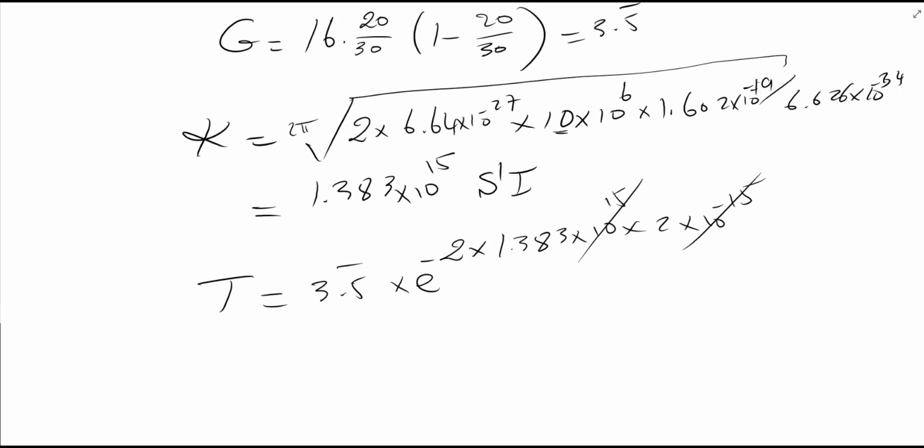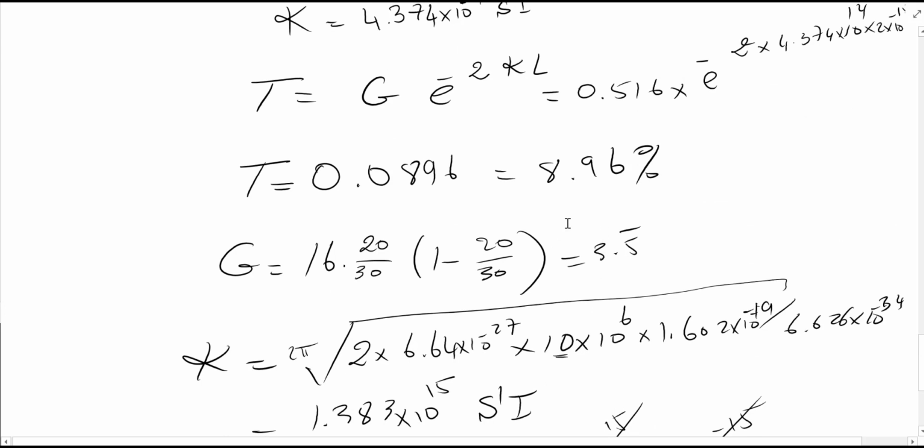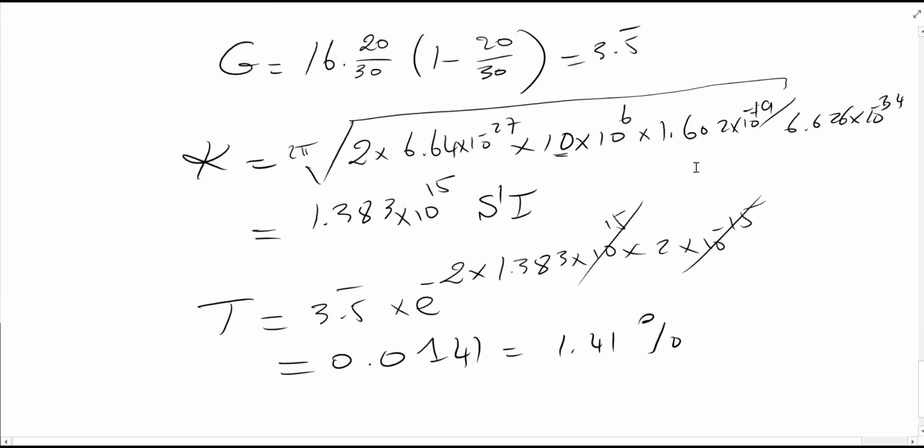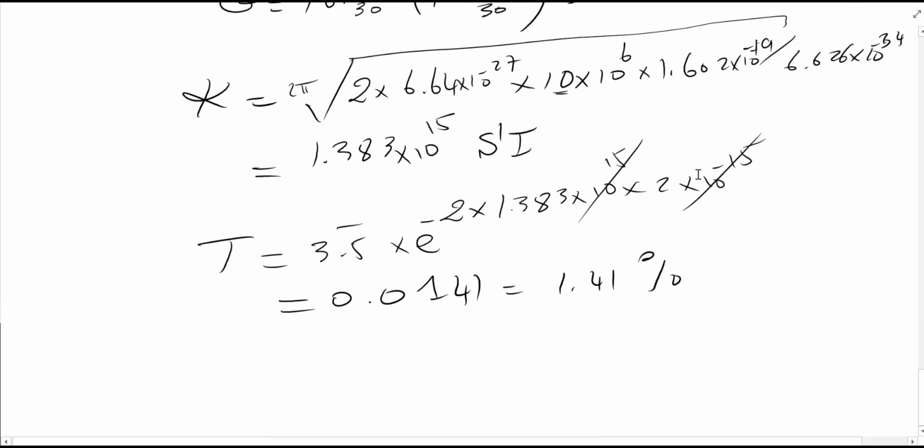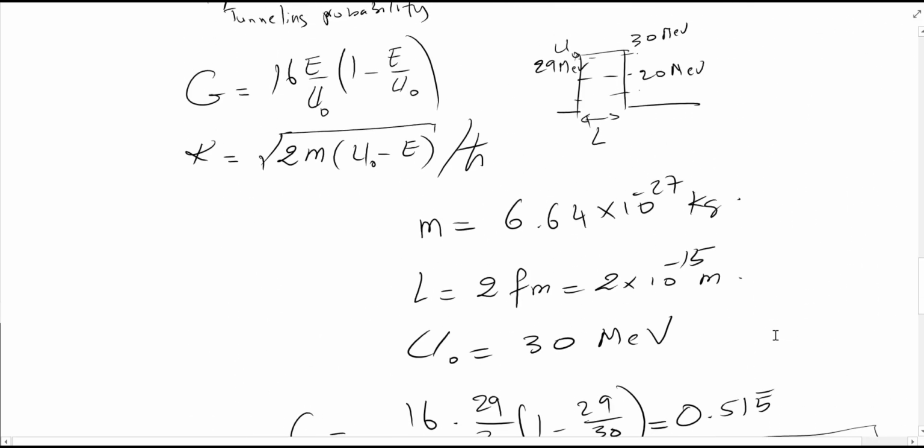So it's giving me 0.0141, or 1.41%. In other words, the probability went down, as expected. The probability of the decay went from almost 9% down to almost 1.5%. And that is expected because now the energy gap is bigger.